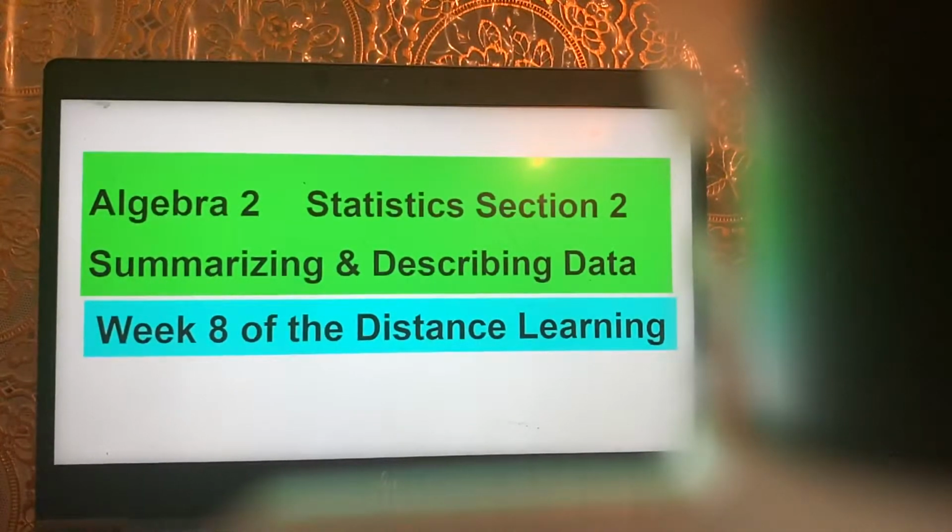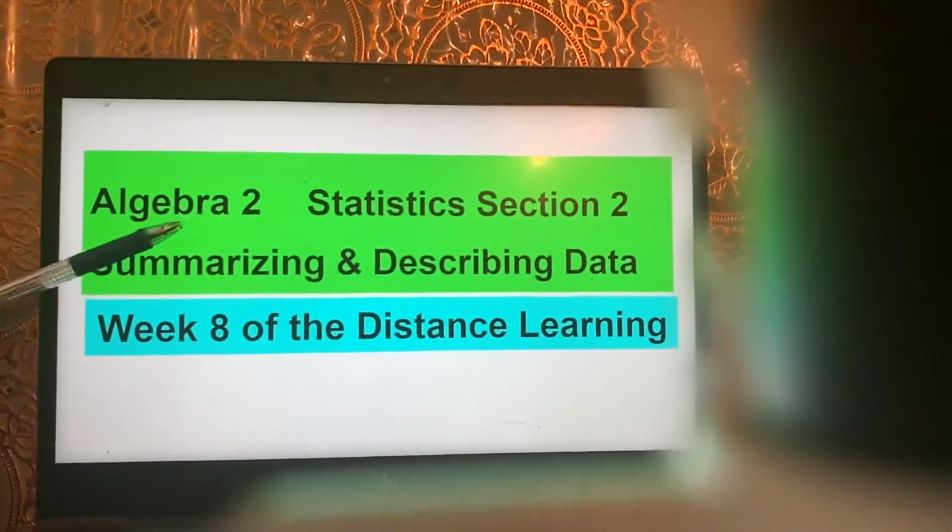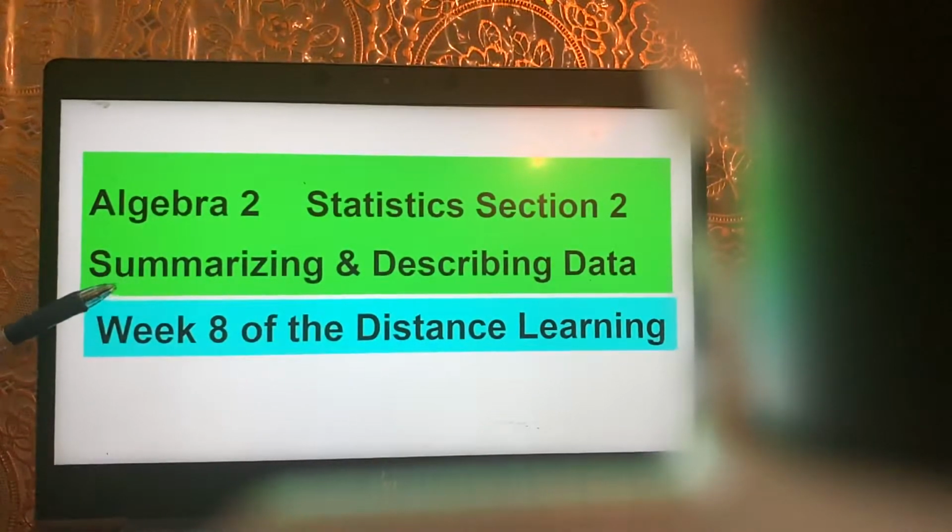Today we are on our last unit of the year. This is the second part or section of statistics. It's about summarizing and describing data. We talk about that today.